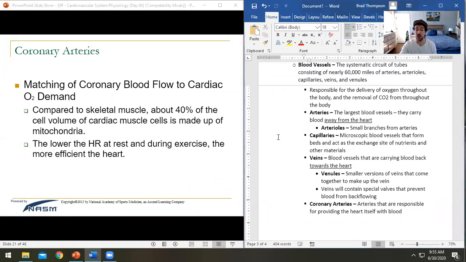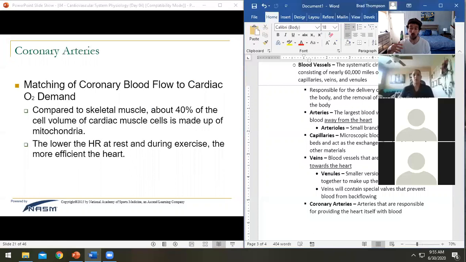So you do have the ability to match how much your heart is beating to your oxygen levels. Compared to skeletal muscle, about 40% of the cell volume of your cardiac muscle is actually made up of mitochondria. This is kind of crazy, right? The more mitochondria a muscle cell has, the more likely we are to classify that muscle as a type 1 muscle fiber. Mitochondria is how we produce long-term energy. That's our endurance type of energy production.